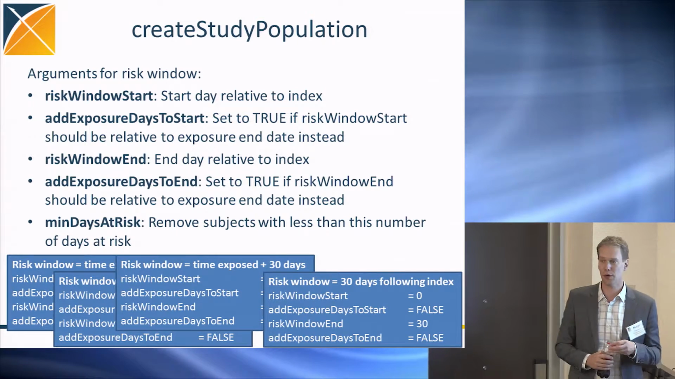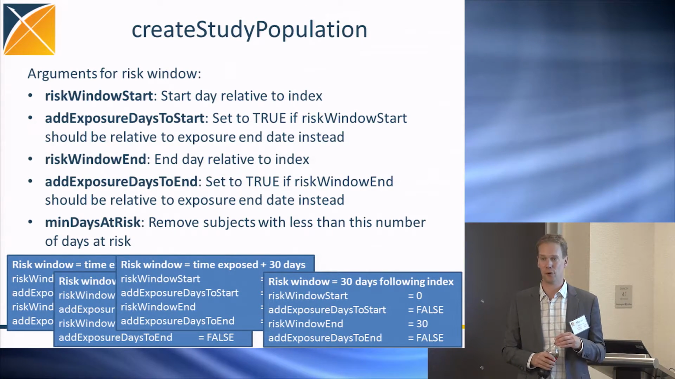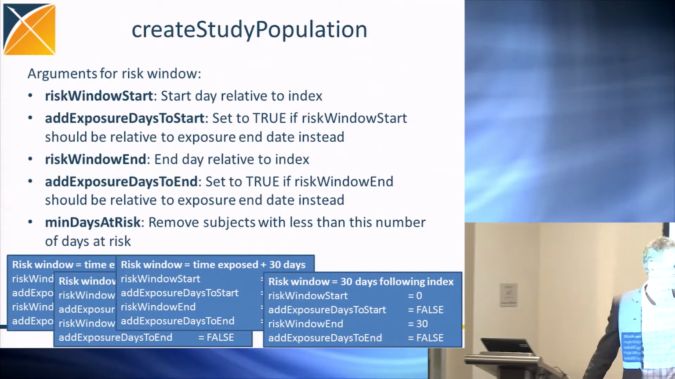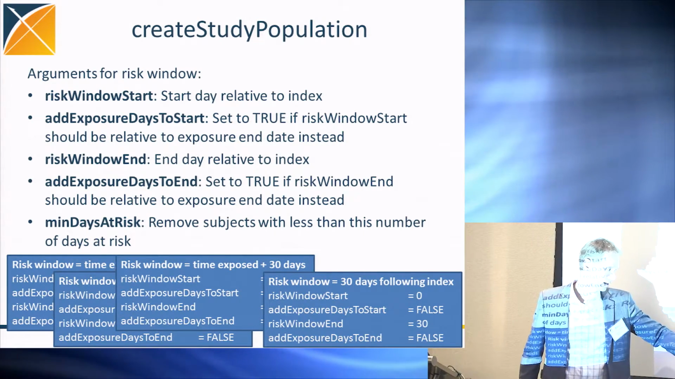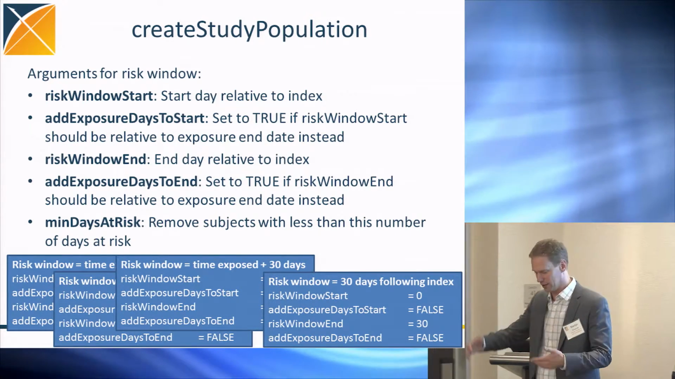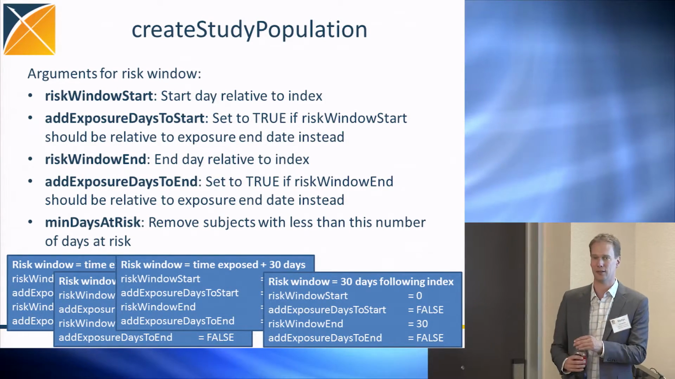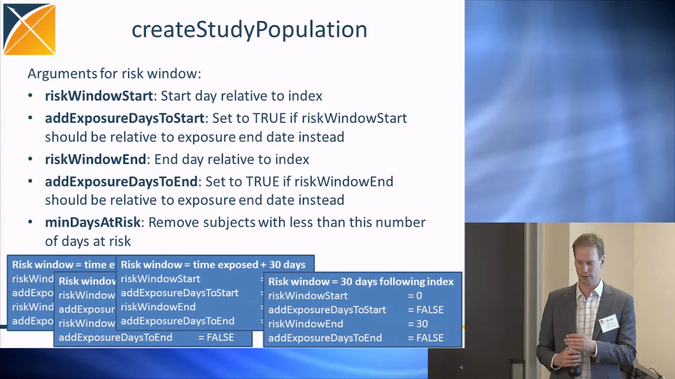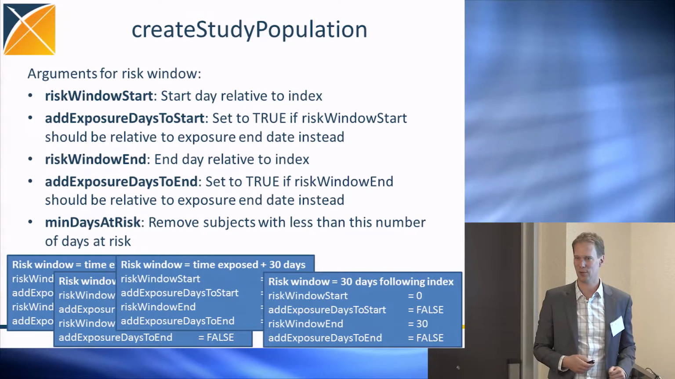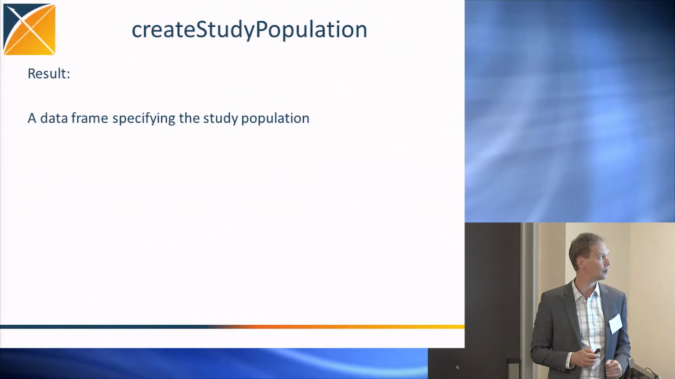Or you could say, I just want the first 30 days after index, no matter how long somebody is exposed or not. So then you set risk window start to 0, add exposure days to start false, risk window end is 30, add exposure days to end false. So that's just always the 30 days following index, independent of whatever your cohort end date was. And those usually are the options that we use and nothing more.